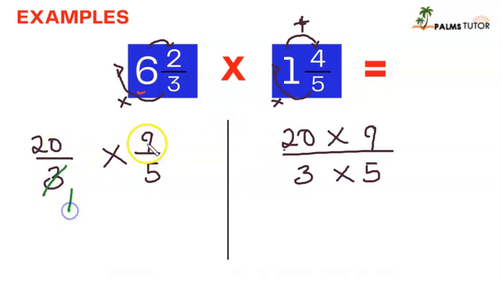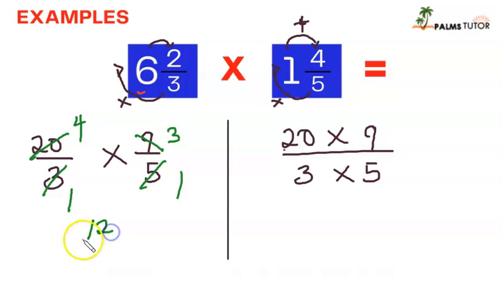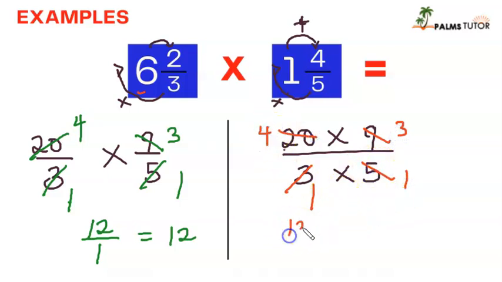Cross out 3 here, 1; 3 here, 3; 5 here, 1; 5 here, 4. So I have 4 times 3, which gives me 12 over 1. 1 times 1 is 1, so this is 12, okay? It doesn't really change anything. Here also, 3 cancels 3, 9, sorry. 5 here 1 and 5 here 4. I still have my 12 over 1, which is equal to 12.